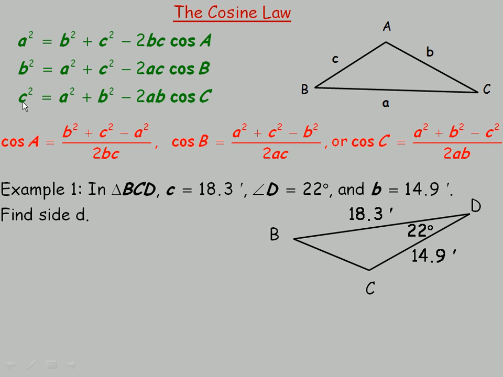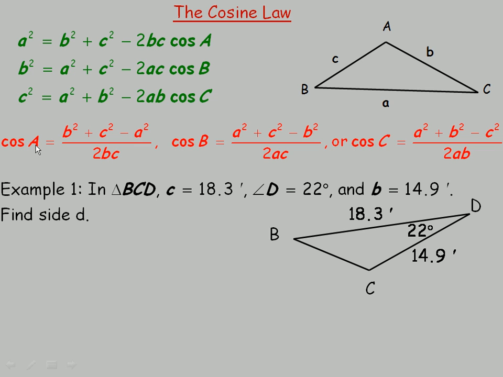Now, the cosine law can also be used to find angles, and you'll see an example of that in the second page. Cos A, if I want to find angle A, is b squared plus c squared minus a squared over 2bc. All these three red formulas are the top three formulas solved for cos A or cos B or cos C. And so I need three sides to find any angle.